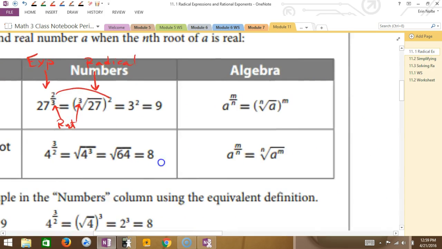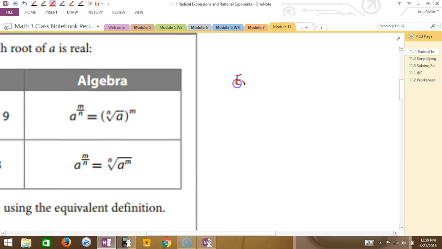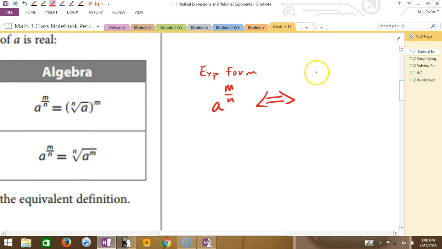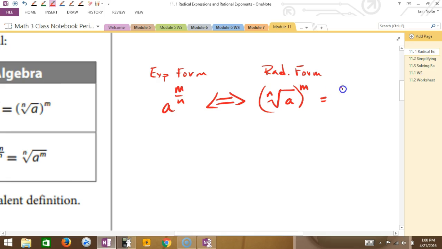What I would do if I was you is I'd write this stuff right here into my notes. We've got exponential form, which is a to the m over n. And that can convert, and notice it can go both ways, to the radical form. You might write the actual word radical, but I'm a math person, so I abbreviate everything. That's going to be the nth root of a, in parentheses, to the mth power, which, by the way, is equivalent to the nth root of a to the mth, where the m is on the inside.